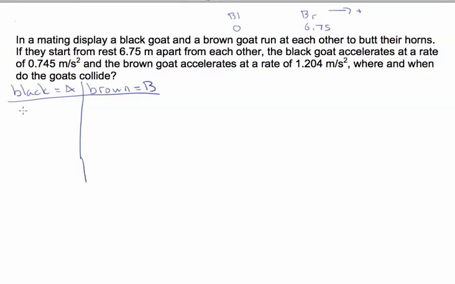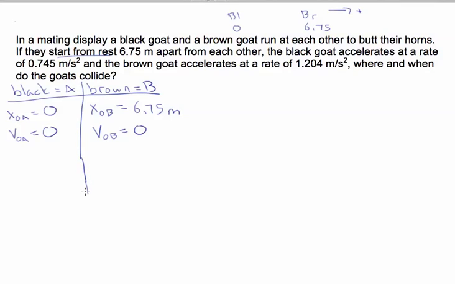So the initial displacement for our black goat is 0, and for our brown goat is 6.75 meters. And if they start from rest, that means the initial velocity is 0. Because of the complexity of the math involved in a when and where two things collide problem, either the initial velocity is going to be 0 or the acceleration is going to be 0. That keeps the math from becoming above the heads of some students taking this class.